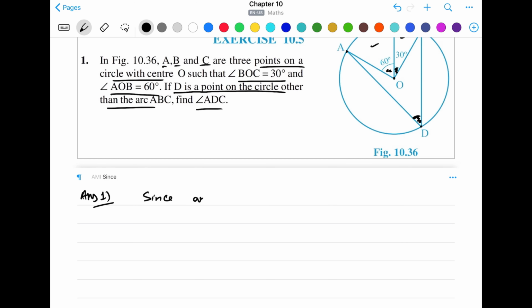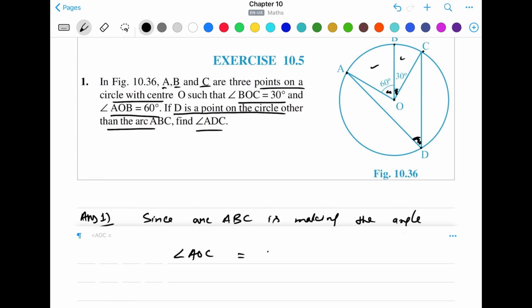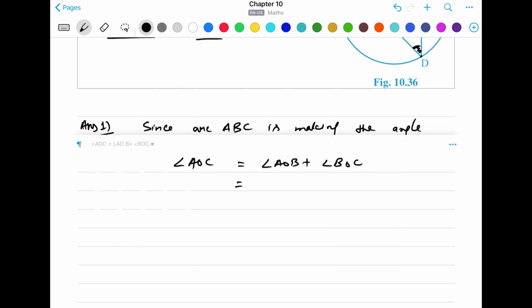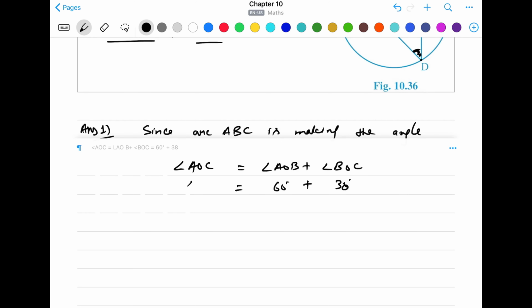since arc ABC is making the angle, that angle is angle AOC, and AOC is the sum of the angle AOB plus angle BOC. Okay, so now AOB is given as 60 degrees while BOC is given as 30 degrees. Okay, so the sum, that is the value of angle AOC, will be 60 plus 30 is 90 degrees.